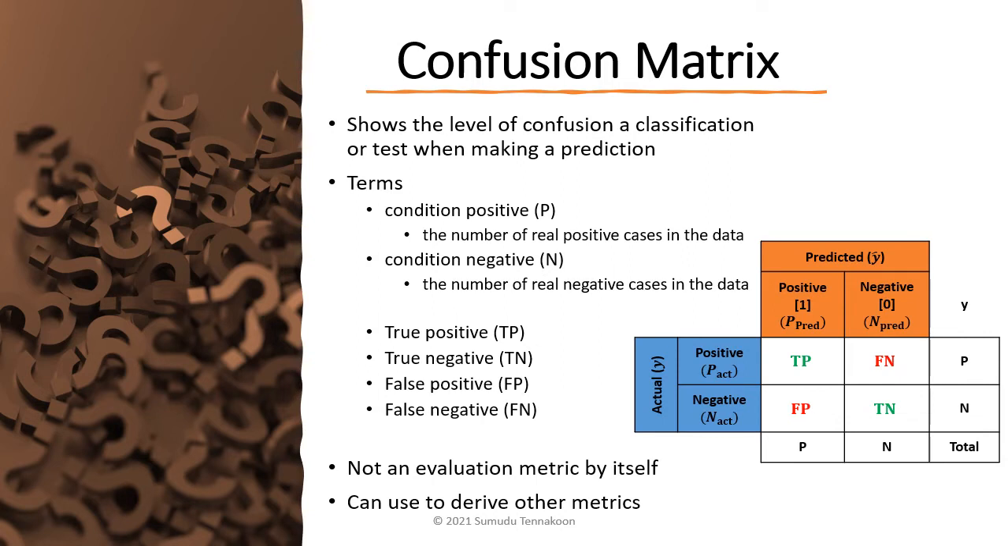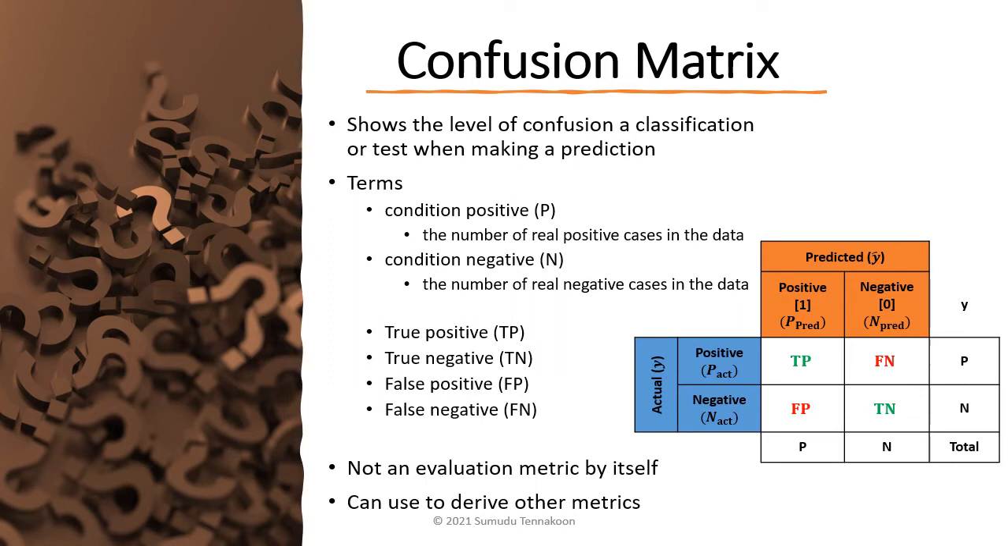Right. So like I said, if the actual value is positive and your model also predicted it as positive, we call it true positive. That's a good prediction. And when the actual value is negative and your model is also predicting it as negative, we call it true negative. It's a good prediction. When the actual value is negative, if your model is saying positive, it's called false positive.